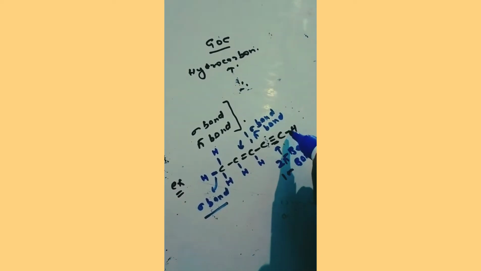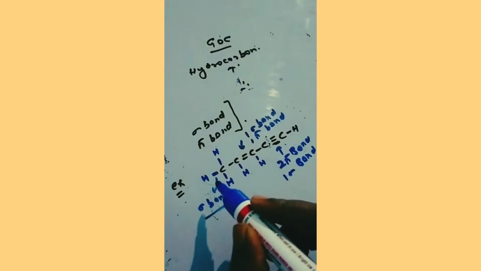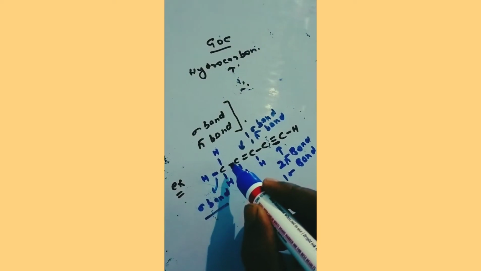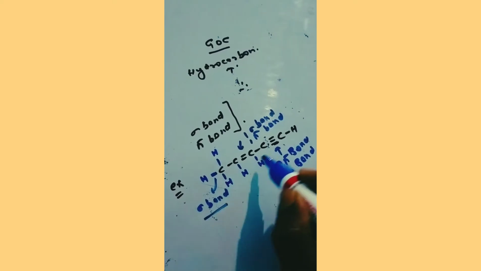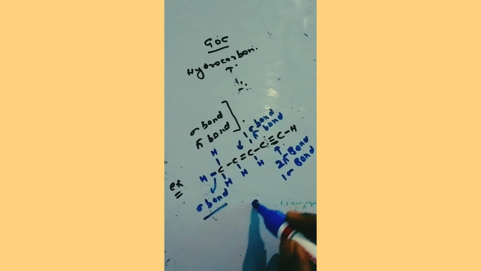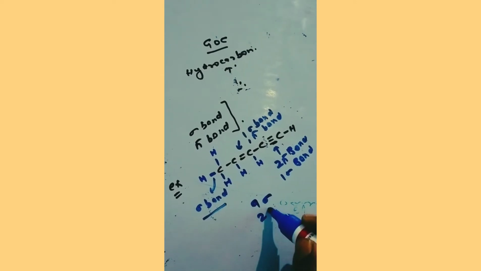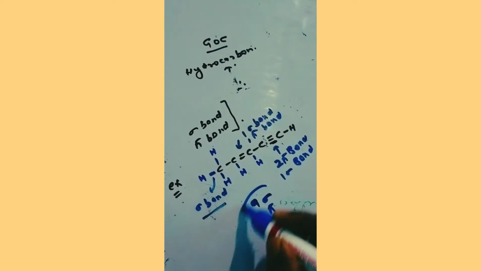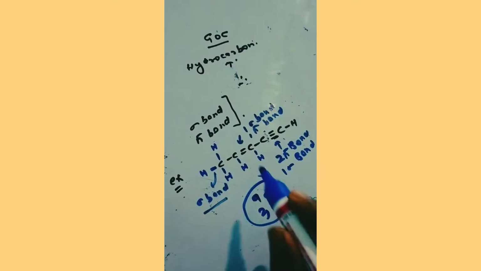Okay, and this is also sigma. So how many sigma and pi bonds? 3 sigma is there, 1 sigma is there, 3, 4, 5, 6, 7, 8 and 9. So 9 sigma. How many pi? 3 pi. So a total of 9 sigma and 3 pi bonds is present in this molecule.